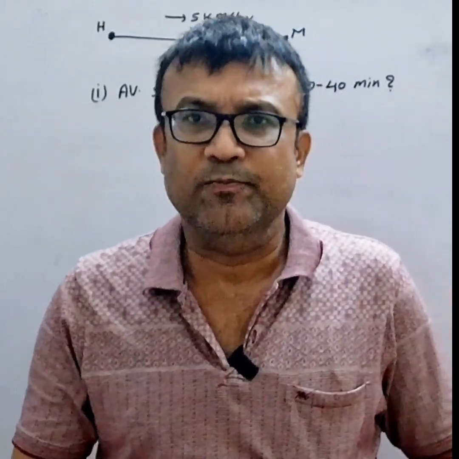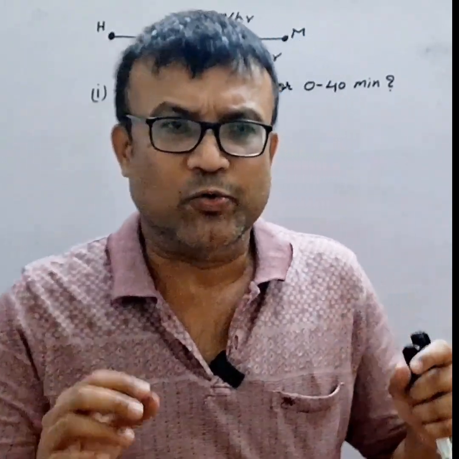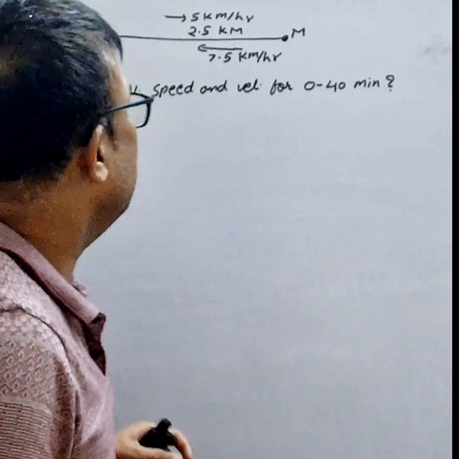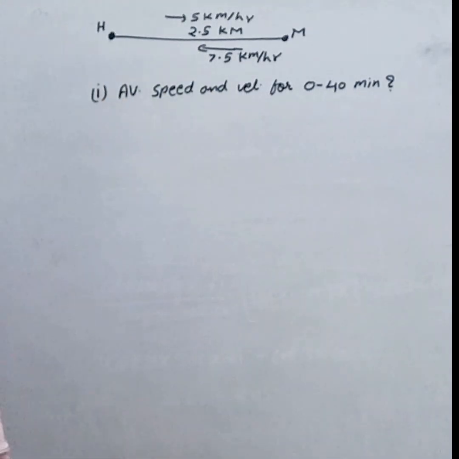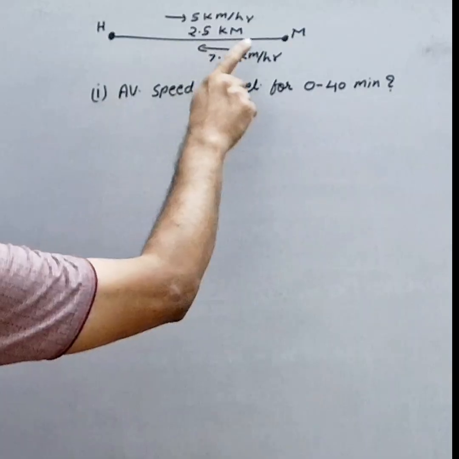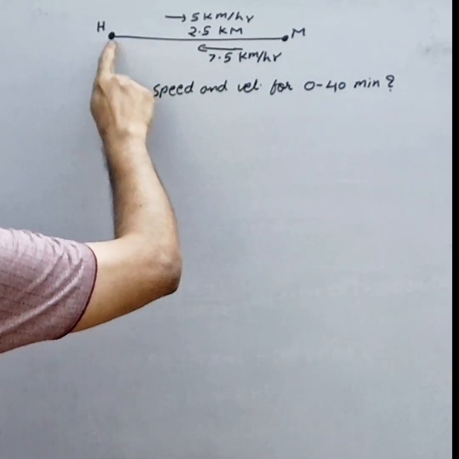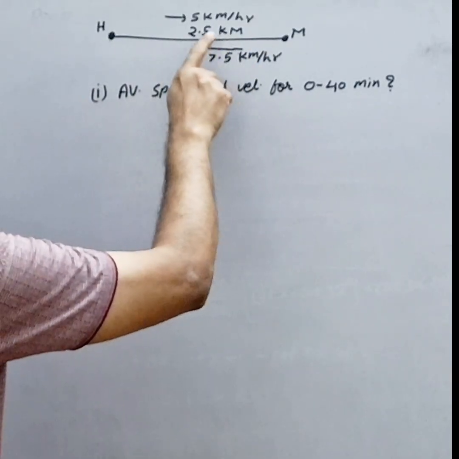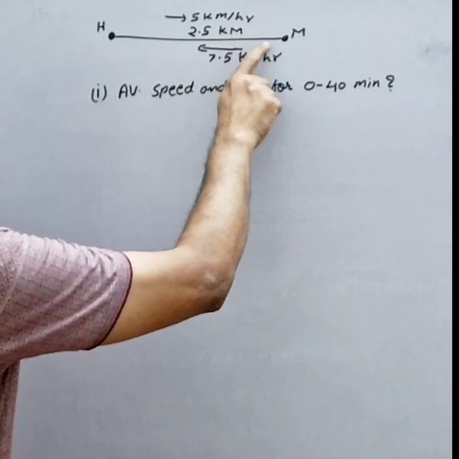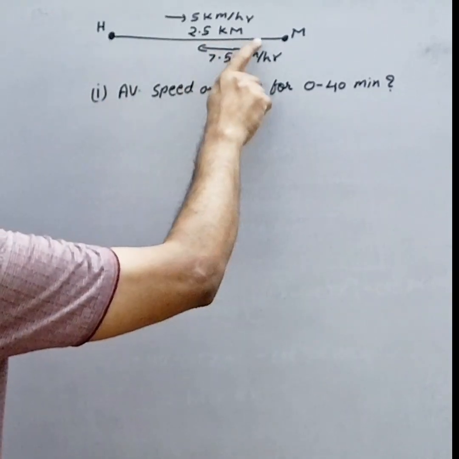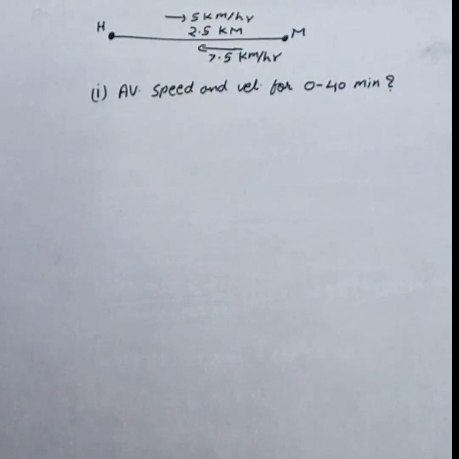On the topic of motion, there is one very good question. In this question, given that a man goes from his home to the market, which is located at a distance of 2.5 kilometer from the home on a straight line. Man goes to the market with the speed of 5 kilometer per hour.